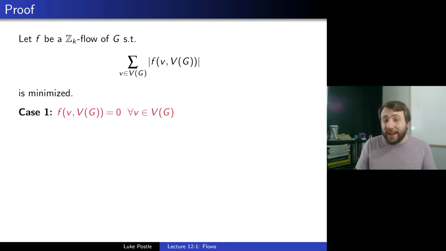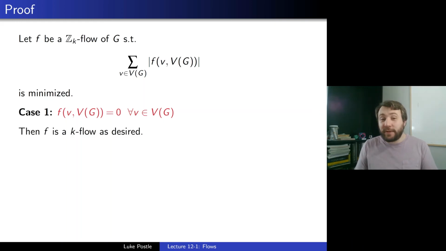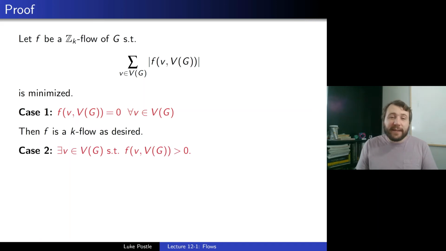So that's actually case 1: if at every vertex we already sum to 0 perfectly in the integers, then we're just done. Then f is a k flow as desired. That's exactly what we need in the definition. So we can assume there exists a vertex v that is non-zero, and then because the whole sum is 0, there has to be one that's positive.